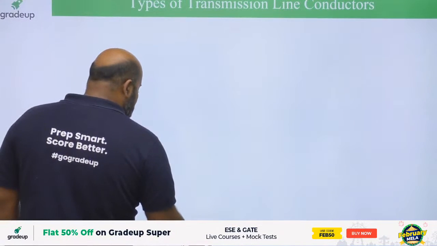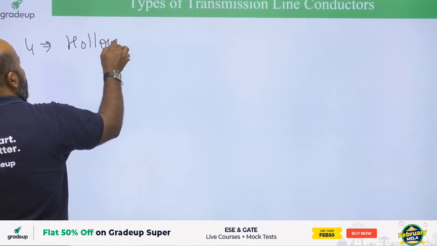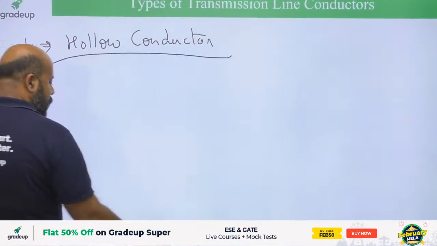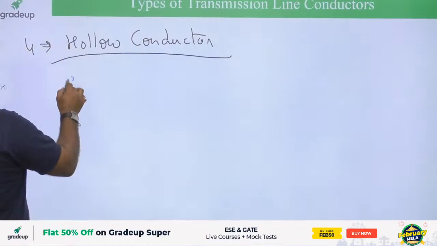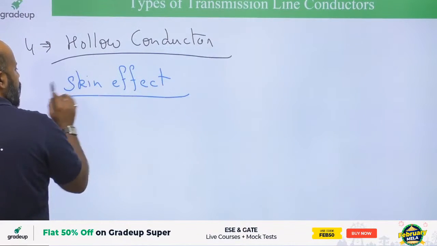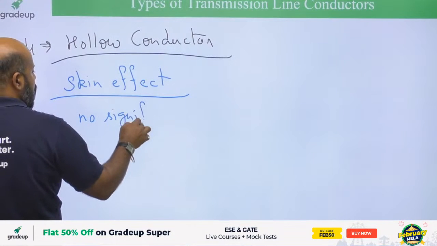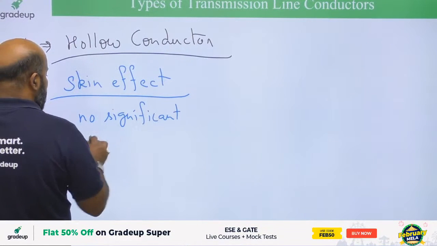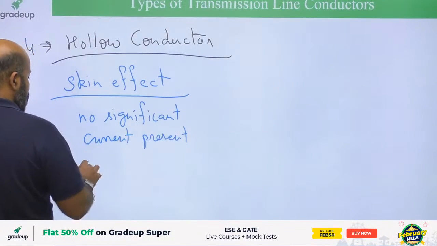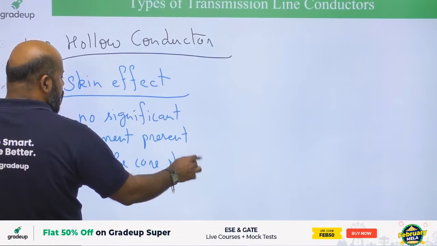Now let us talk about the hollow conductor. The concept of hollow conductors is basically, if skin effect is present, then we know that there is no significant current present in the core strand.